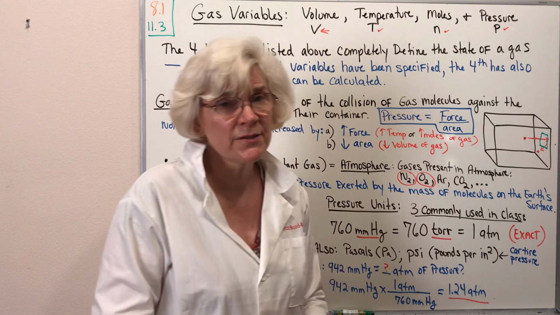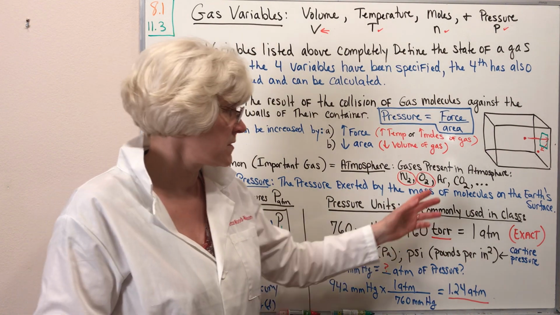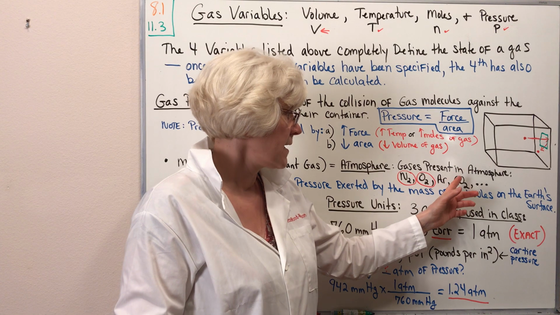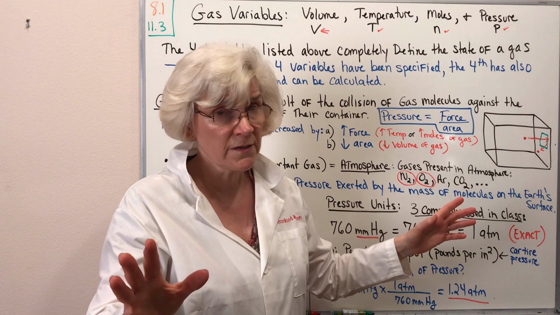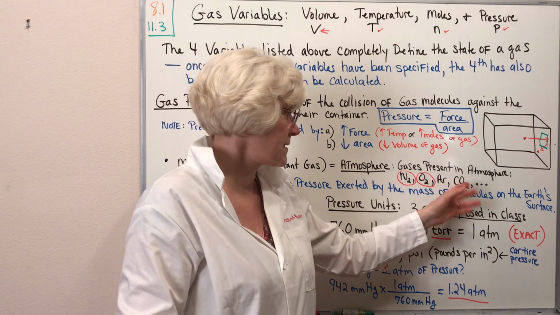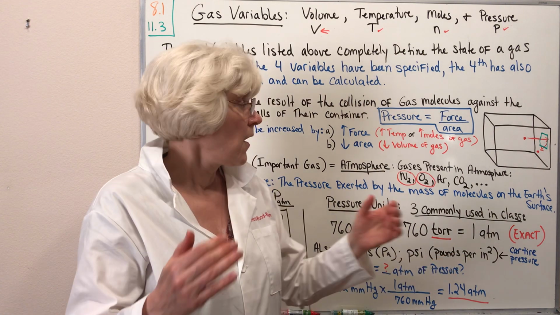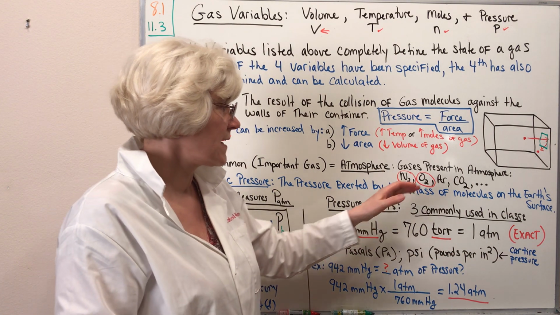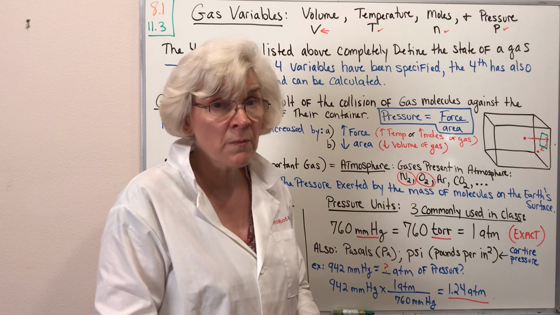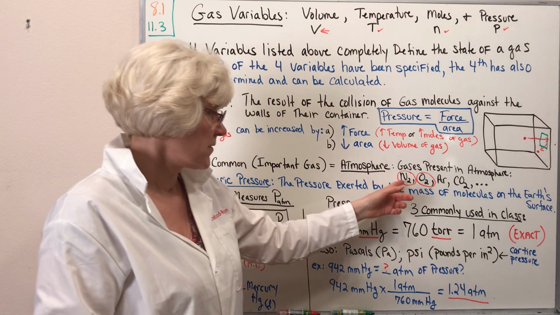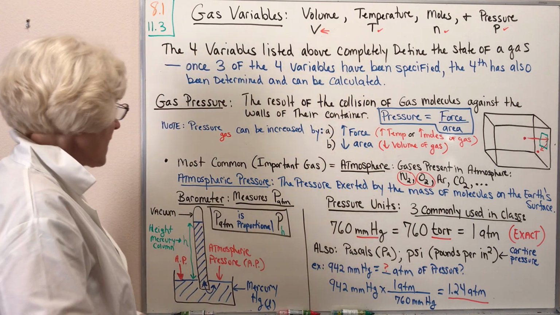So all of the other gases that are found in the atmosphere, such as argon, carbon dioxide, all of the rest of the noble gases, water vapor, all of these other gases are present in the atmosphere in much smaller amounts than either nitrogen or oxygen.